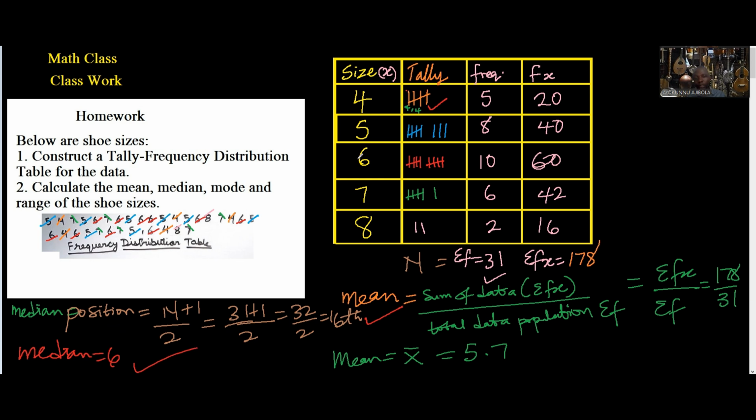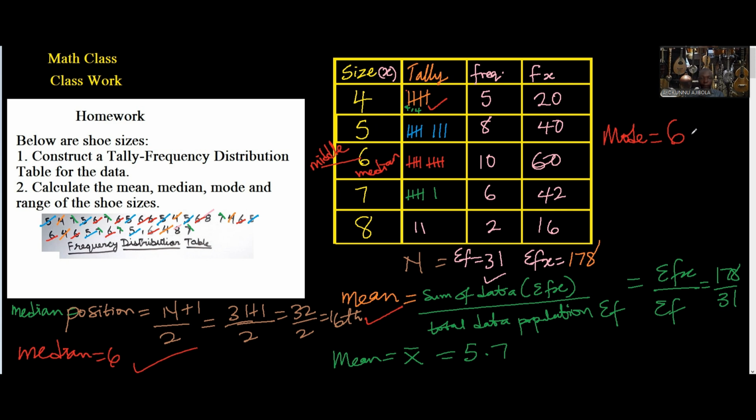Because this is going to be the midpoint, the middle arrangement. So that is the median, and that's 6. Now, talking about the mode, which of the numbers has the highest frequency? Can you check the table? Under the frequency, which one is the highest? The 10. So which number does it stand for? 6. So the mode is 6 because it occurred 10 times.